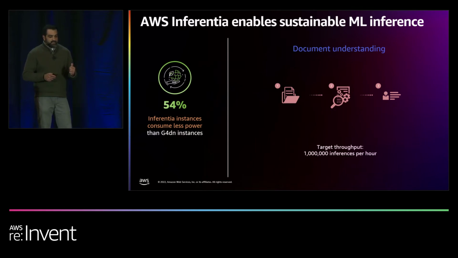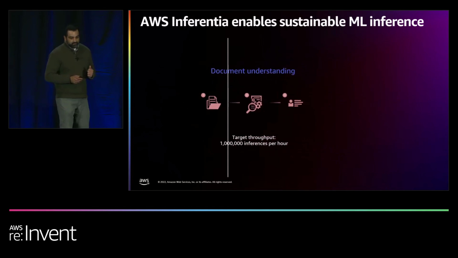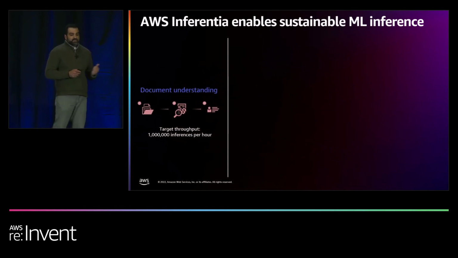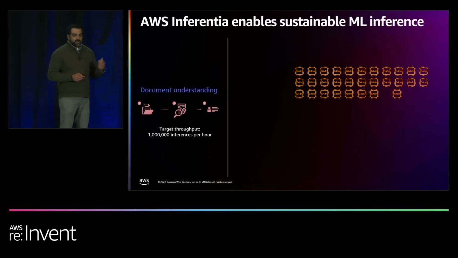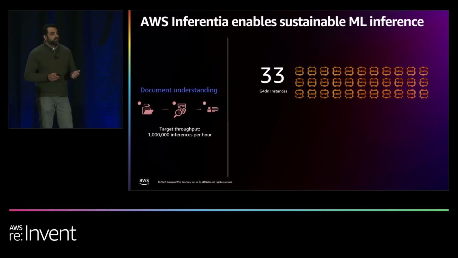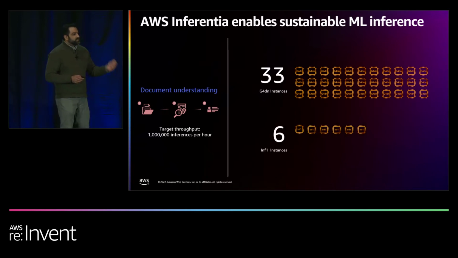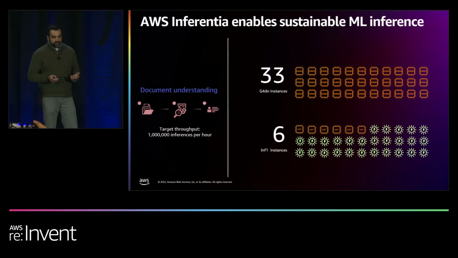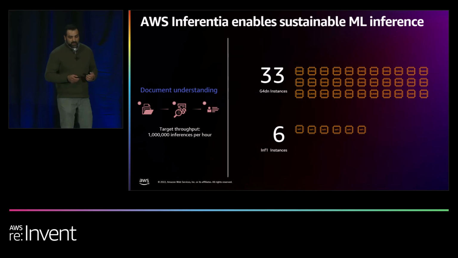If we wanted to deploy this application to G4DN, it would require 33 instances to achieve our target throughput of 1 million inferences per hour. If we take the same workload and we deploy it to Inferentia, we can achieve the target throughput in just 6 instances. This is over an 80% reduction in instances required. Higher performance on Inferentia means we can deploy this workload with fewer instances, consuming lower total power. A side benefit of this reduction of required instances, management of these instances also becomes much simpler.